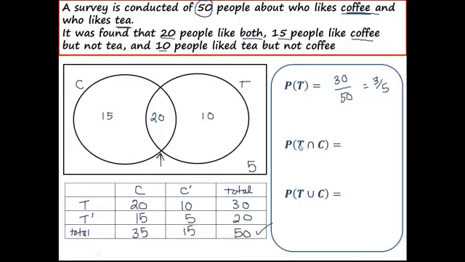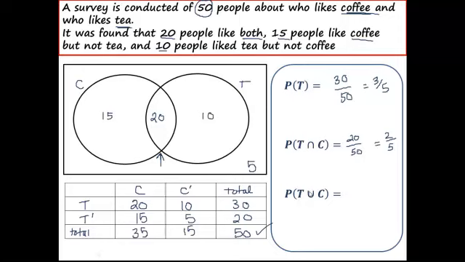Okay, now what about the probability that someone likes tea and coffee? The tea and coffee was the middle bit here, 20 out of 50. Or I can simplify that to 2 out of 5.